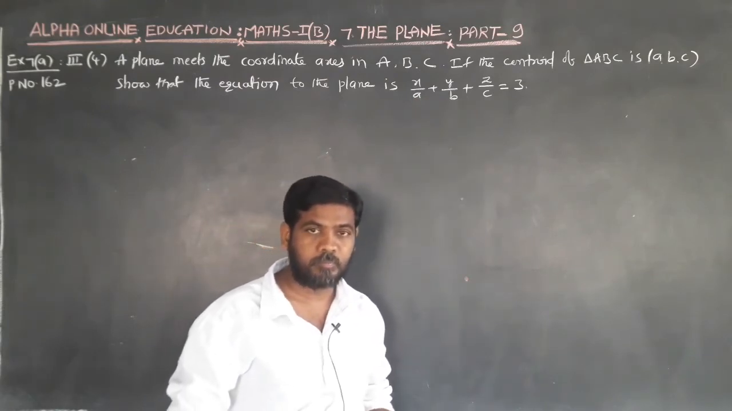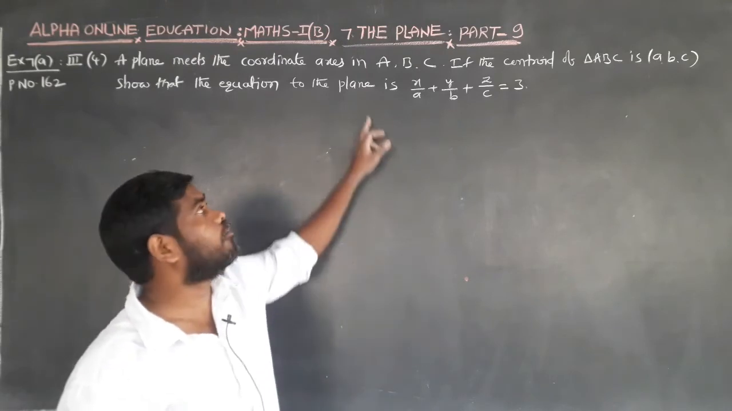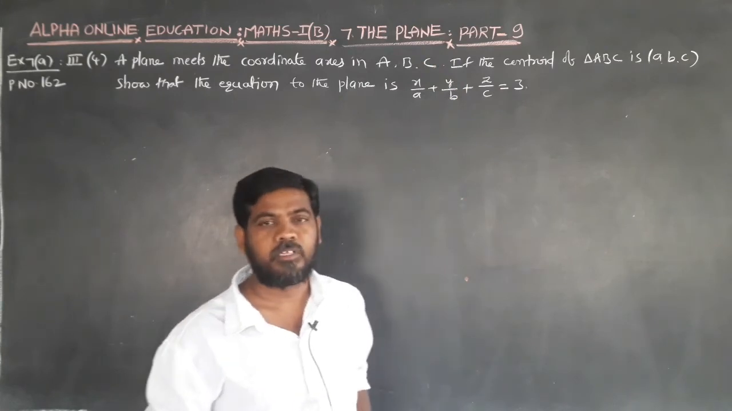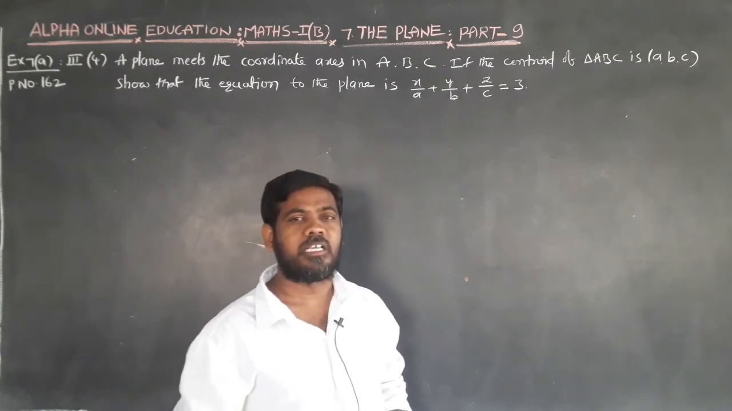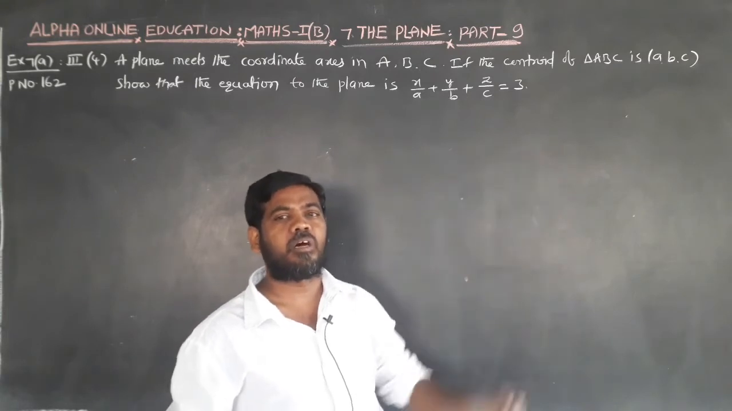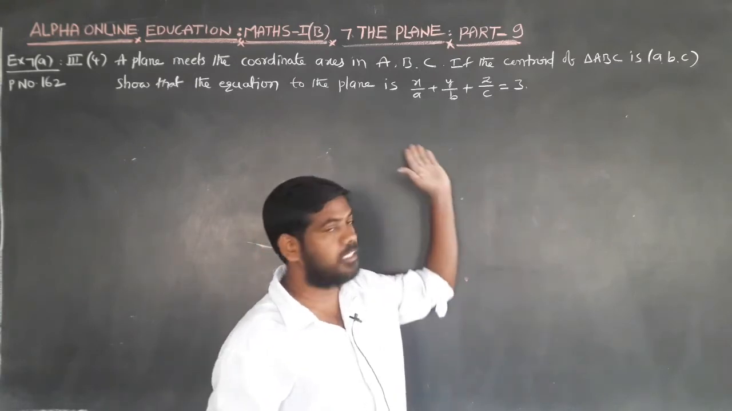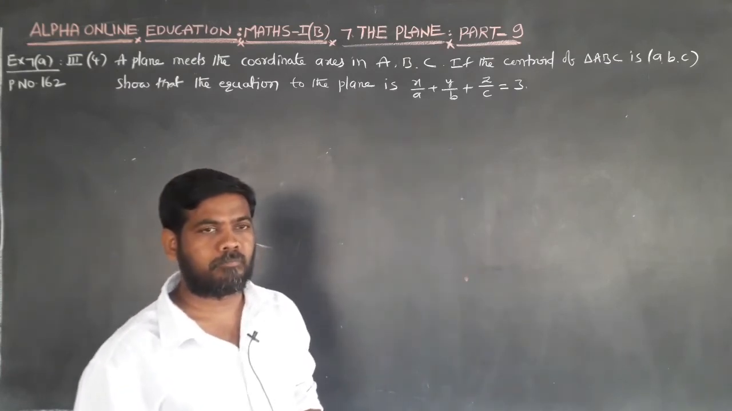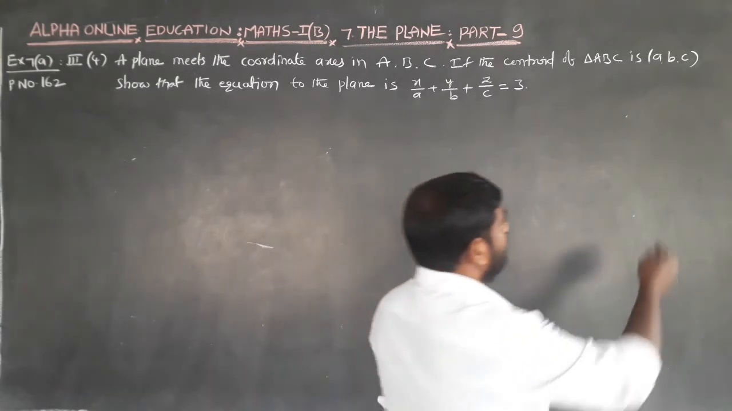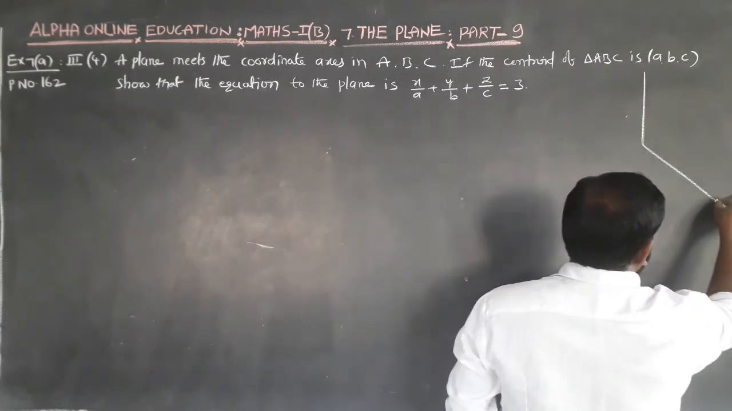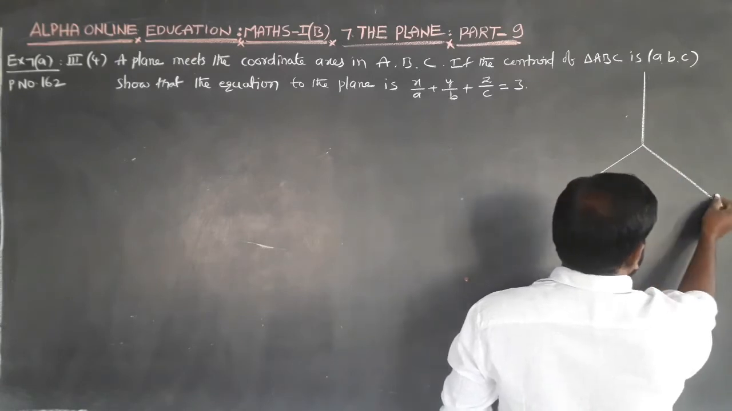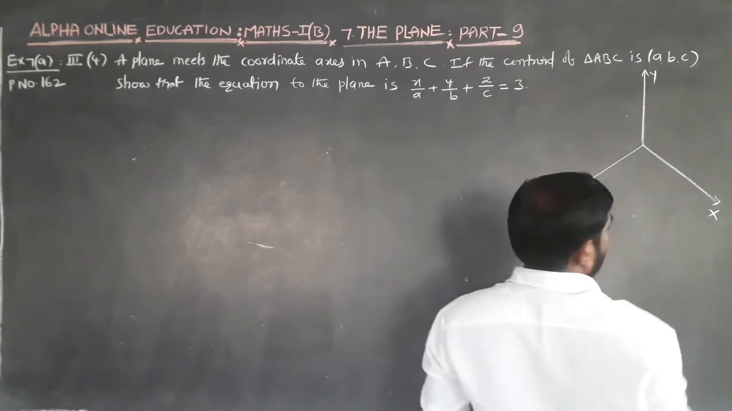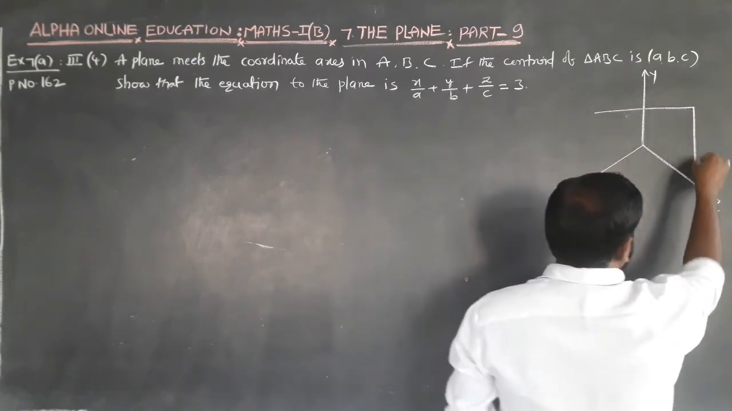A plane meets the coordinate axes in A, B, C. The centroid of the triangle ABC is (a, b, c). Show that the equation of the plane is x/a + y/b + z/c = 3. These are the three coordinate axes. This is the x-axis, this is the y-axis, this is the z-axis. This is the plane.